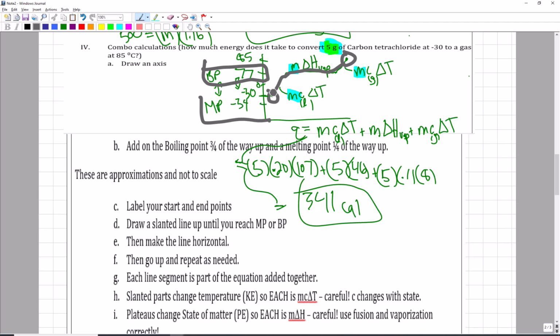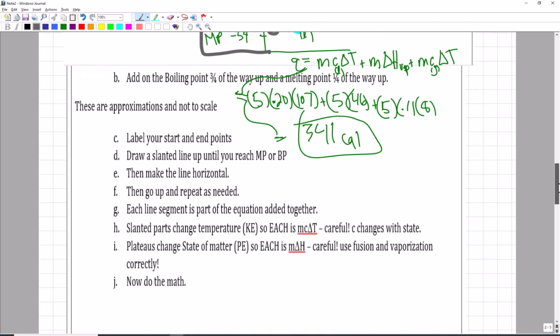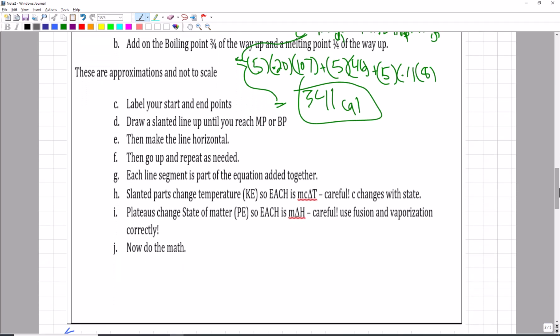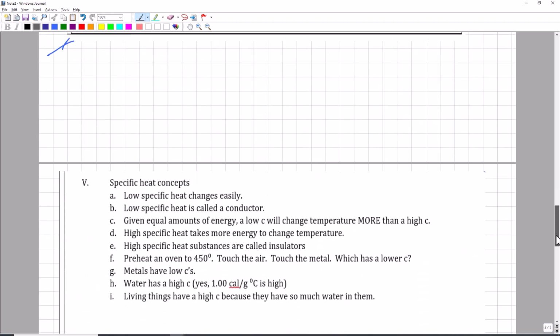Each line segment is part of the equation. And remember, slant is mc delta T. Plateaus are m delta H. Fusion and vaporization. So remember, vaporization is the top one, and fusion is the bottom one. And then do math.